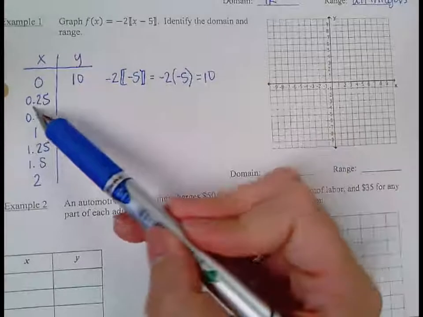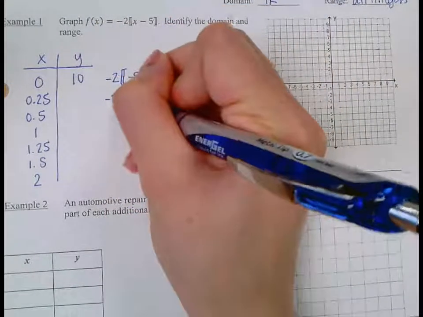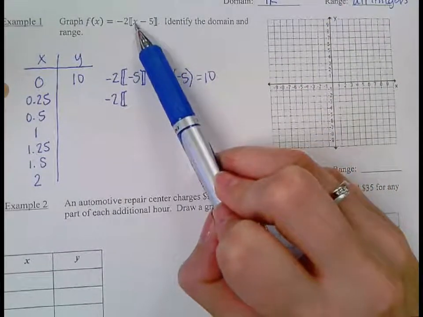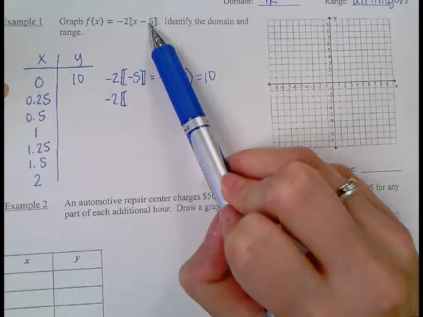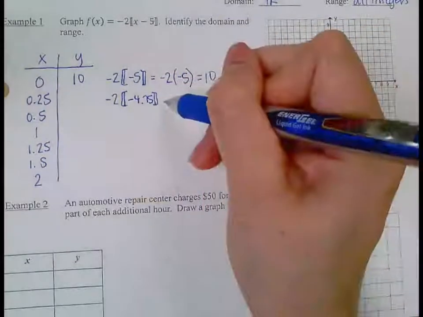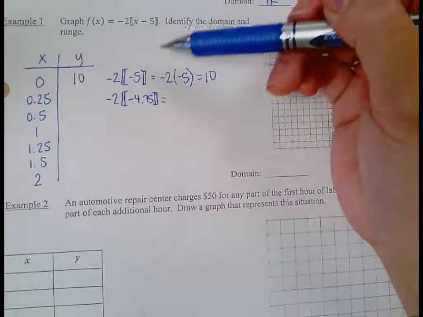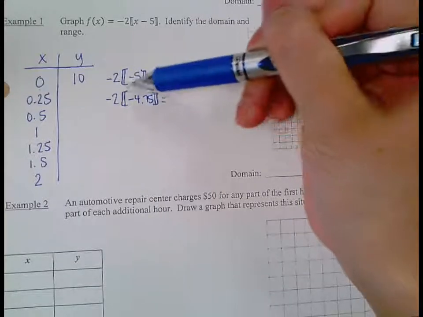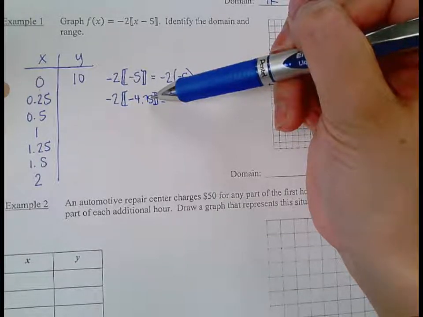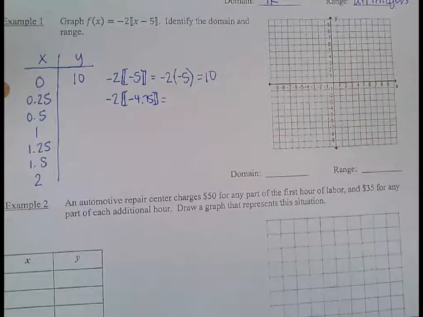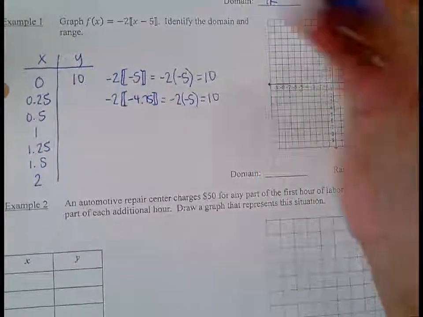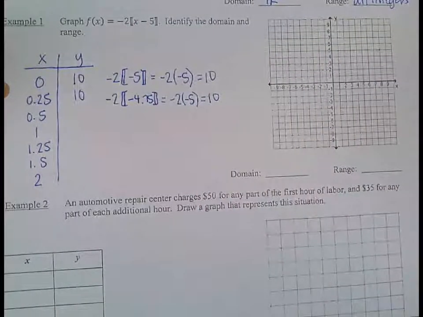Then if I do that same thing when x is 0.25, I'll have -2 times the greatest integer less than or equal to 0.25 minus 5, which is -4.75. Before I multiply by -2, I need the greatest integer less than or equal to -4.75. So what integer would that be? -5 still, because again it's rounding down. So I'd have -2 times -5 still, which is +10. So my y value didn't change even though my x value did.